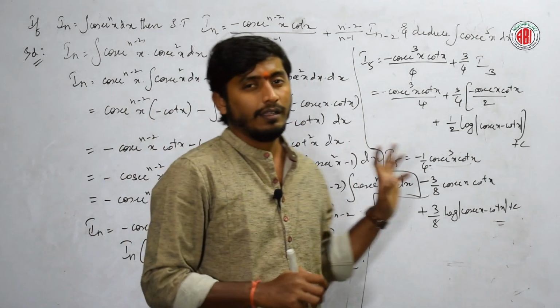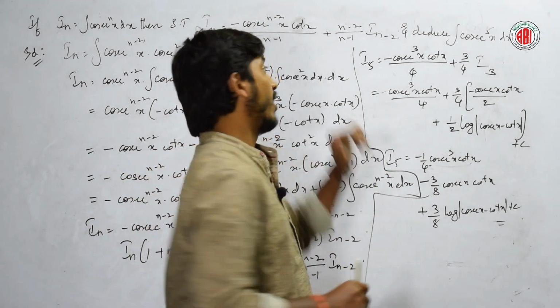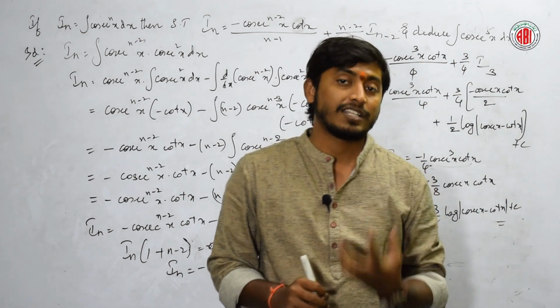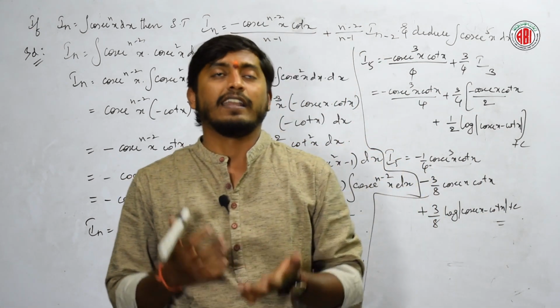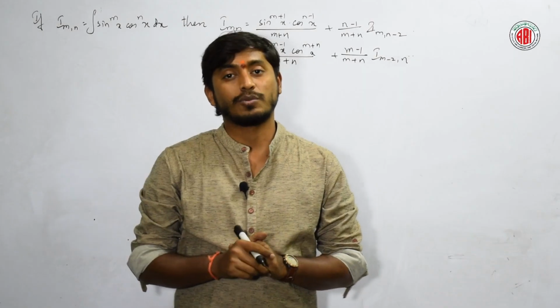These are the basic reduction formulas of trigonometric functions. What if I have the combination of sine and cos? What will be the reduction formula for that? Fine. Let us do those kind of combinations now. Look at the next question here.